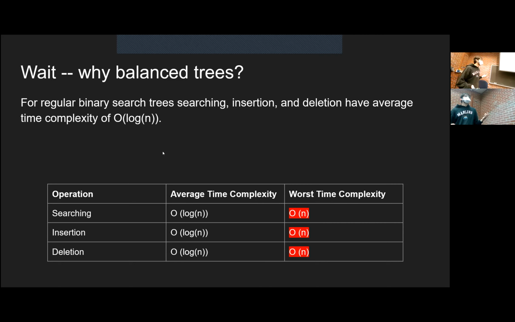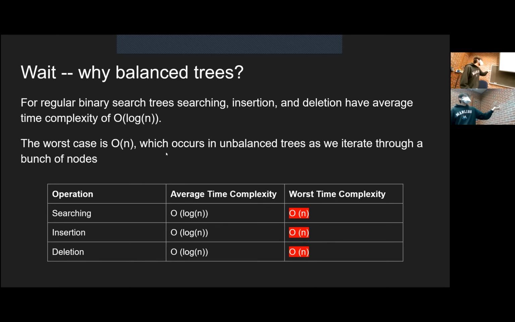Like we might still have a tree that's just like a linked list. Everything's on one side of the tree. But the worst case is n, right? And this is if the tree is unbalanced. So that's why we care about balanced trees, because they give us really nice searching.